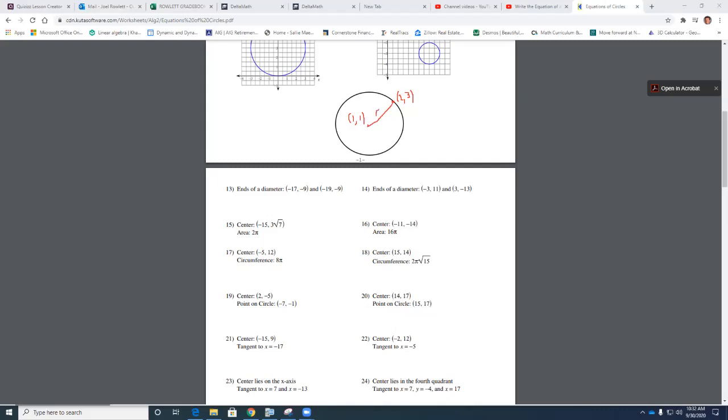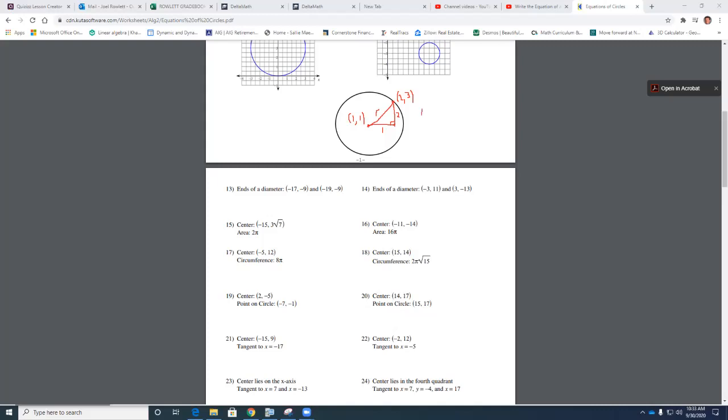Well, let's see. Let me make a right triangle here. If I start here, where x is equal to 1, and I slide over to this point here, where x is equal to 2, then that means I moved over 1 unit. And if I go up from y is 1 to y is 3, then I've gone up 2 units. So I can now figure out the length of the radius using the Pythagorean theorem.